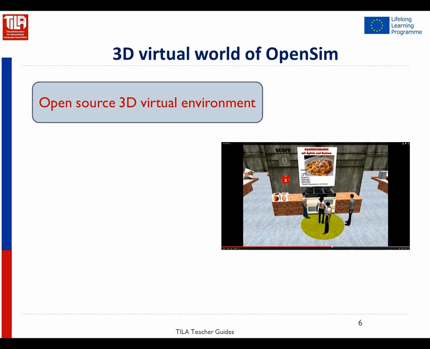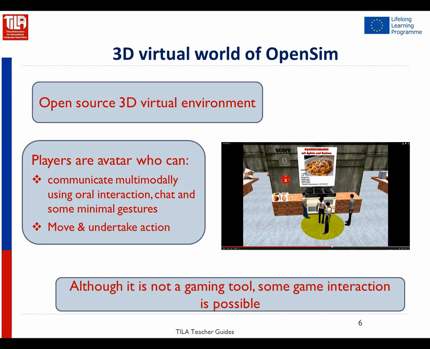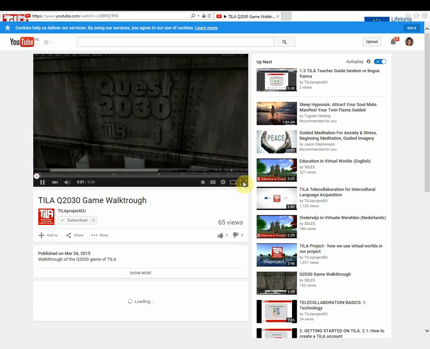OpenSim is a 3D virtual world where players are avatars who can communicate multimodally using oral interaction, chat, and some minimal gestures. And they can move and undertake all kinds of actions. Although OpenSim is not a gaming tool, some game interaction is possible in it, and that's the challenge we face when developing these tasks for OpenSim. Now I will show you a short video clip about the task in virtual worlds, the game we developed.